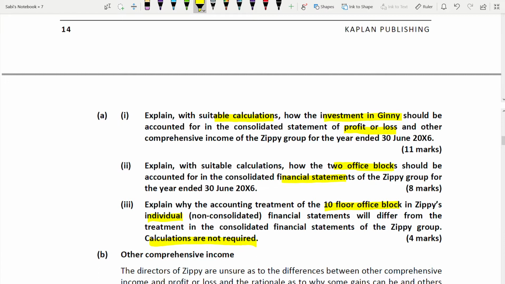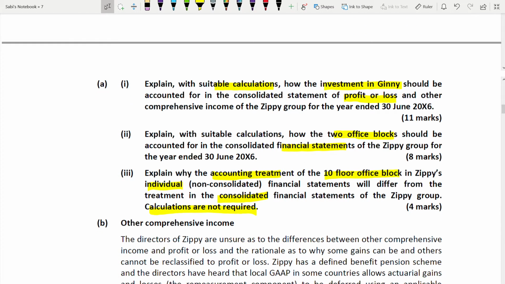Why it is different in the individual financial statements compared to the consolidated. You should always be prepared for such questions in group accounting, individual versus consolidated accounts. Individual and consolidated accounts are dealt with under two separate standards. I hope you know the two standards. I don't have to repeat the standard names.